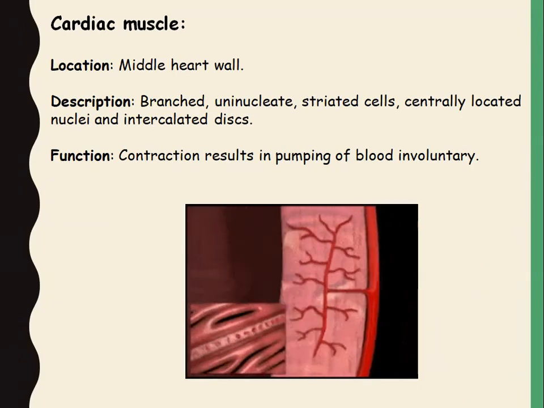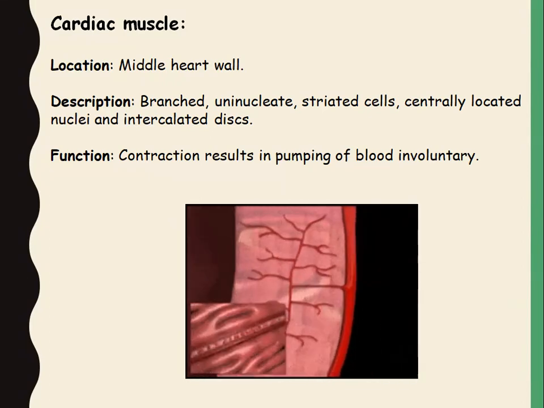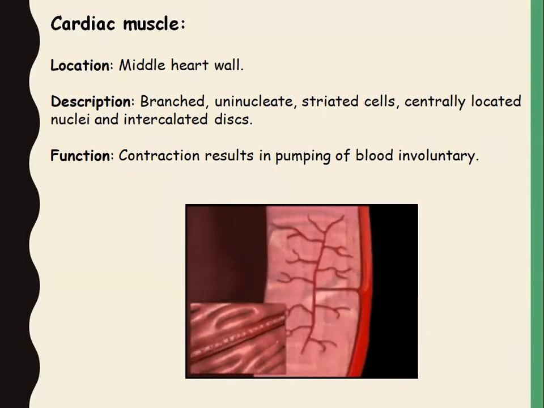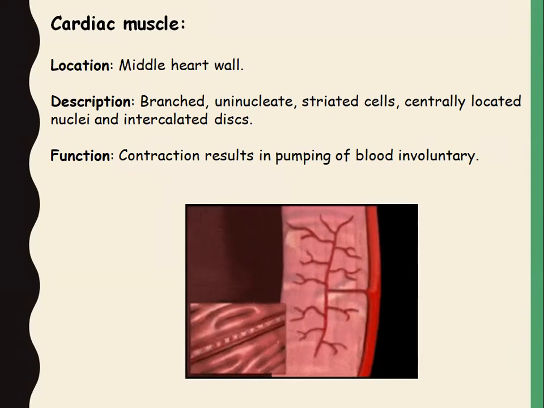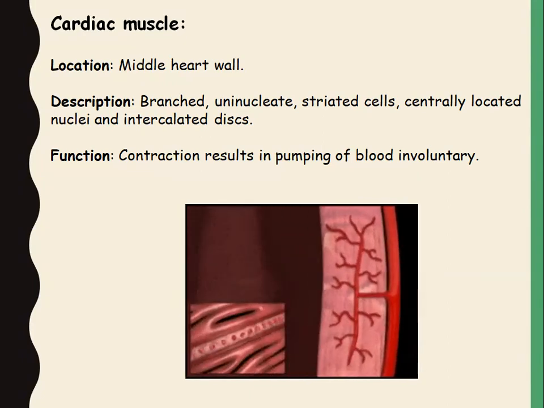Next one is cardiac muscle. Location is middle heart wall. Description: which is branched, uninucleated, straight cells, centrally located nuclei and intercalated disc. Function is contraction result in pumping of blood, involuntary.